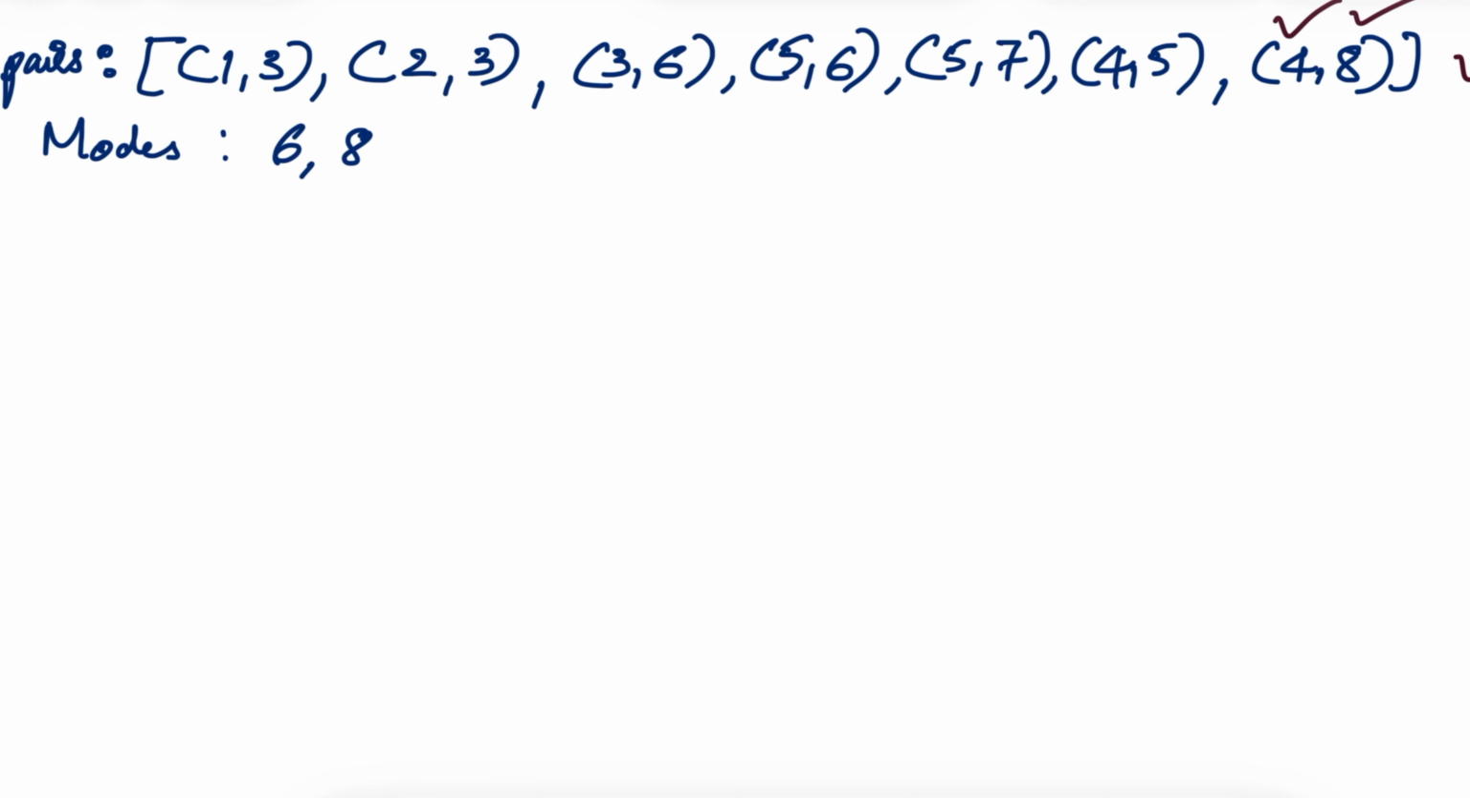You have also been given two nodes, say 6 and 8 in this example, and you need to find if at least one common ancestor exists between 6 and 8. If it exists, you need to return true, else you need to return false.